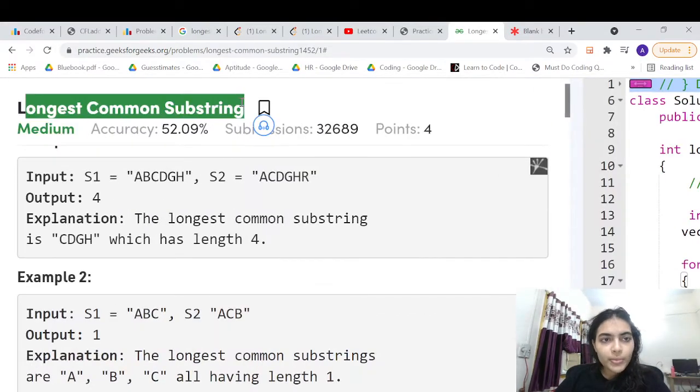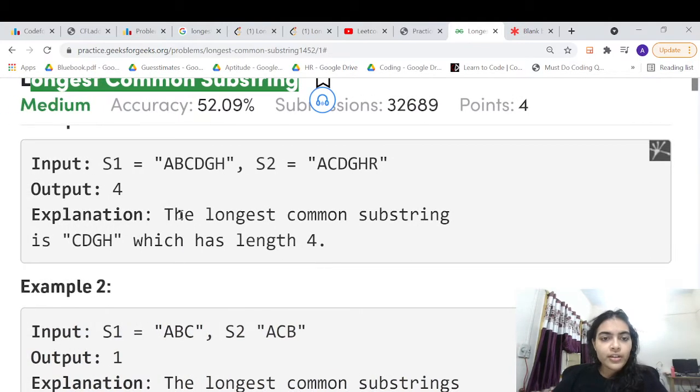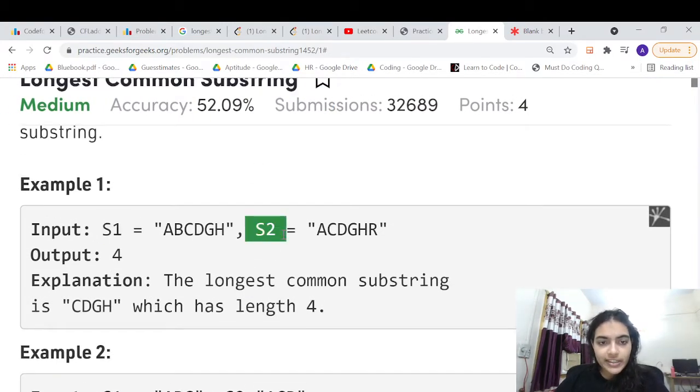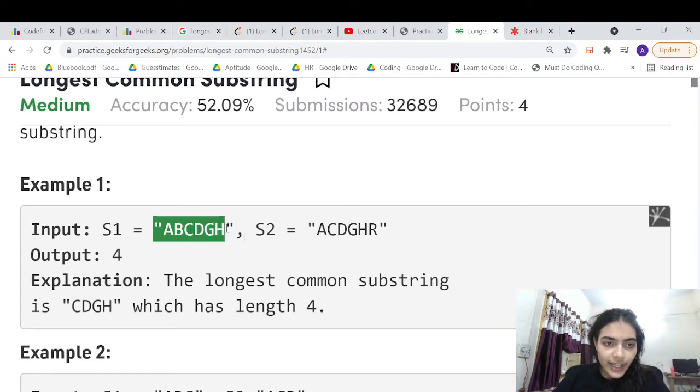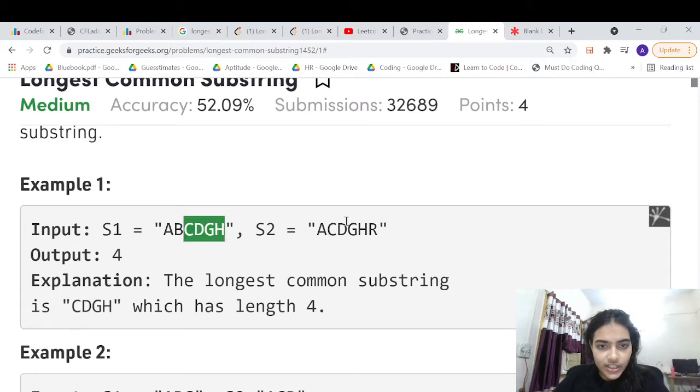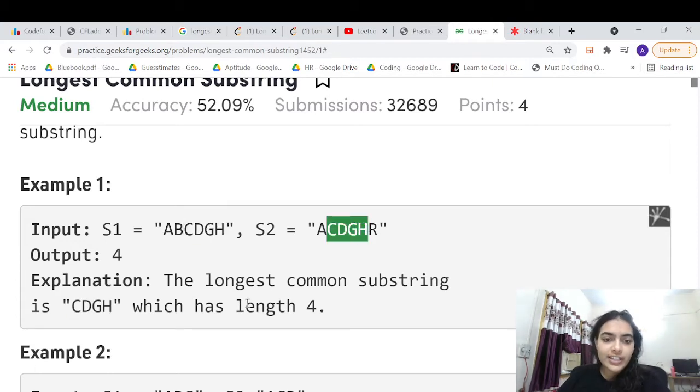Today we are going to solve the problem called longest common substring. You have to find the longest common substring between two strings. For example, in this case, the two strings are ABCDGH and ACDGHR. The longest common substring is CDGH. CDGH is common to both of the strings. It has length 4, so you have to return 4.